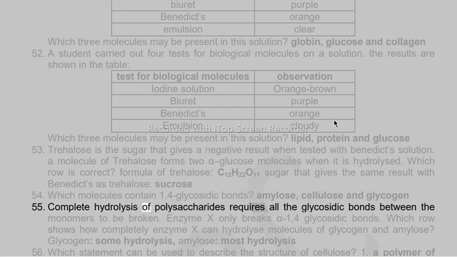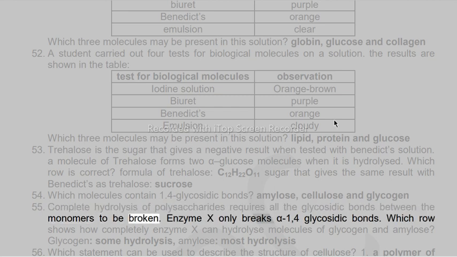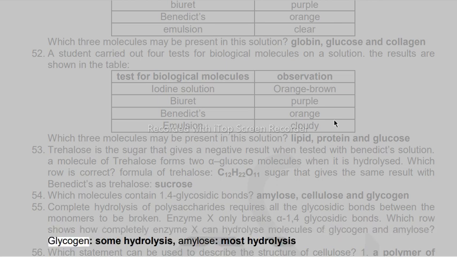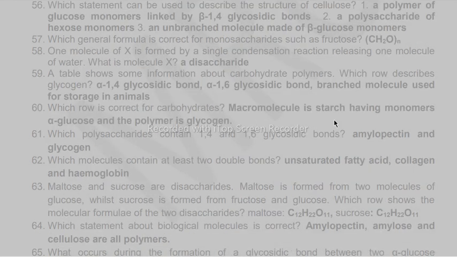55. Complete hydrolysis of polysaccharides requires all the glycosidic bonds between the monomers to be broken. Enzyme X only breaks alpha-1,4 glycosidic bonds. Which row shows how completely enzyme X can hydrolyze molecules of glycogen and amylose? Glycogen, some hydrolysis; amylose, most hydrolysis.